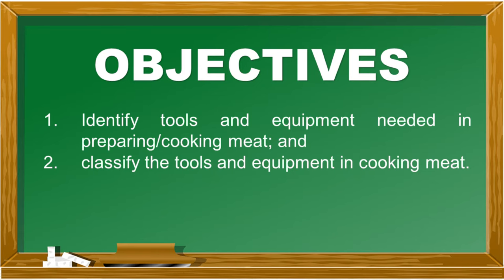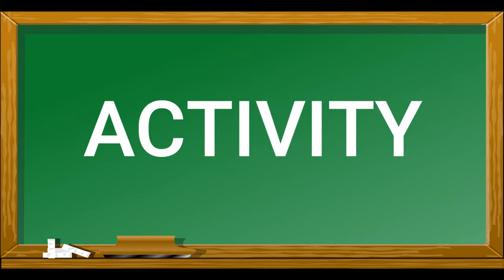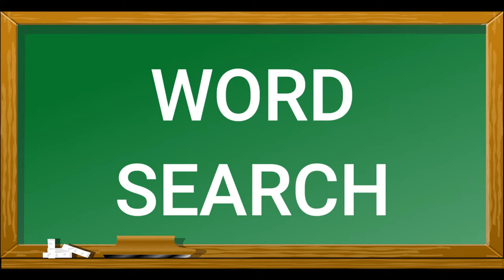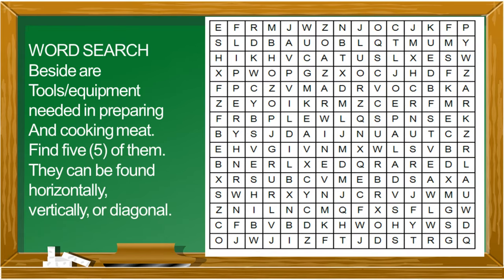Before we start with our video lesson, we're going to have an activity, and it is a word search. Beside are tools, utensils, and equipment needed in preparing and cooking meat. Find 5 of them. They can be found horizontally, vertically, or diagonally. I will be giving you 2 minutes to do this activity.